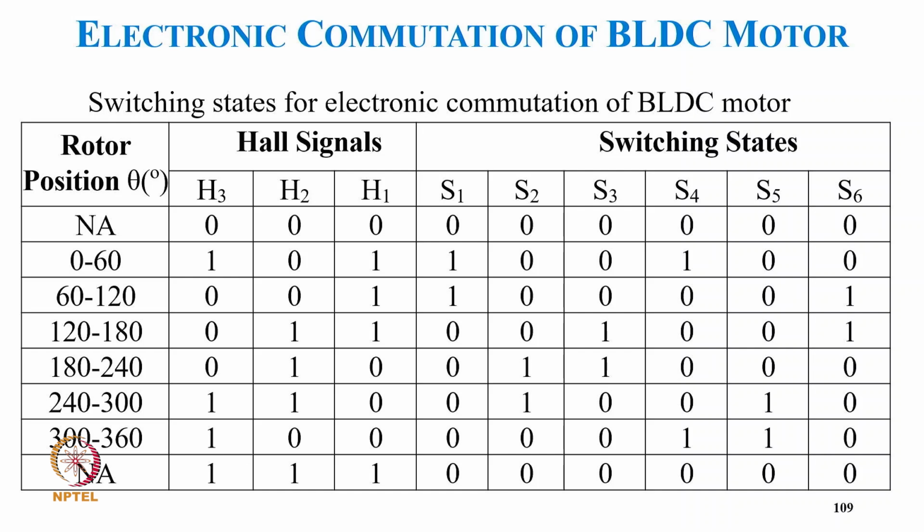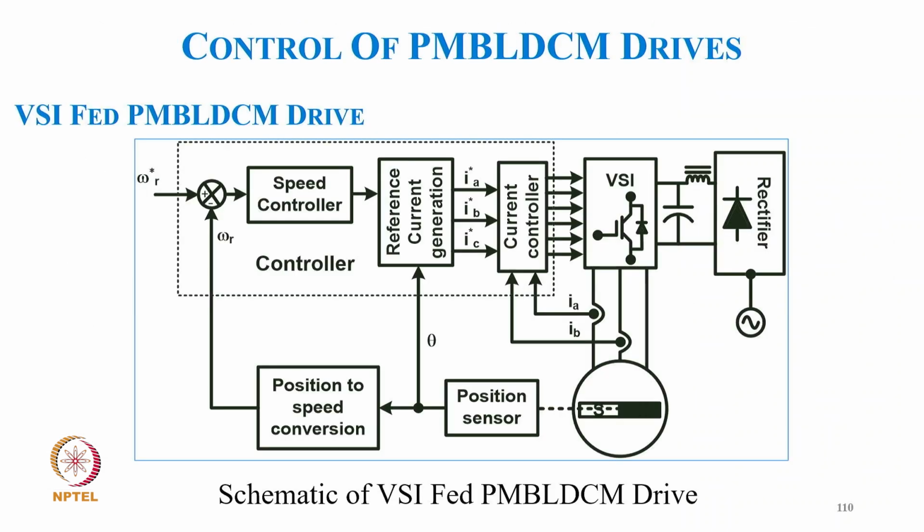I mean, for the different angles, how the Hall signals and how the switching signals are generated, typically by exciting. So when the Hall signals are 0, we don't excite any winding. When the Hall signal is 101, we have switching for S1 and S4, typically. Similarly for all the others.